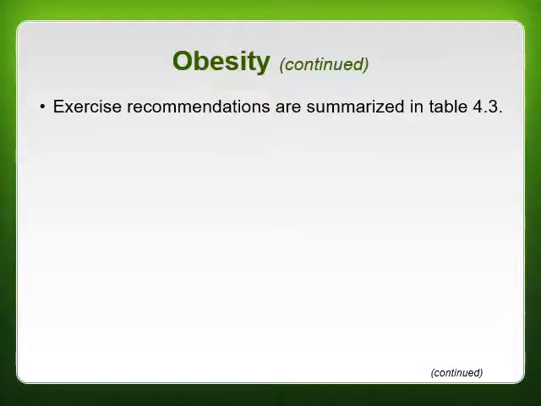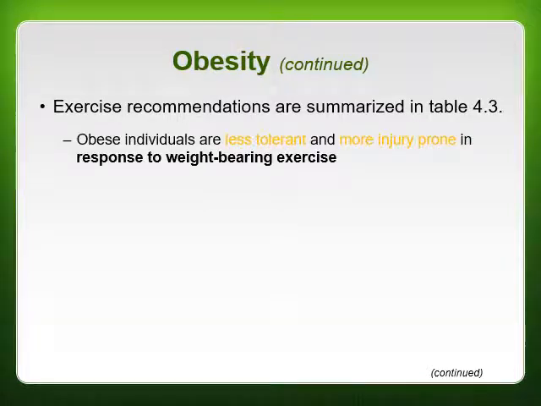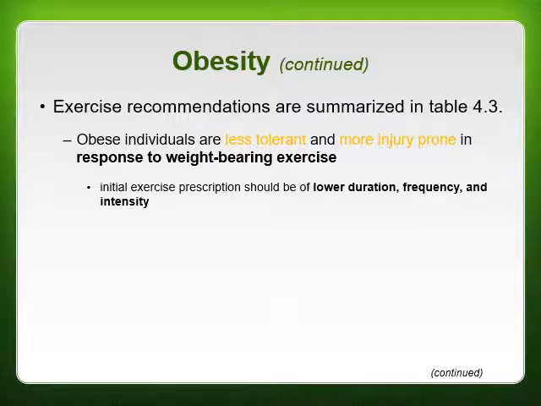So what do we do? If you have an obese client, there are some exercise recommendations. You can find them in table 4.3. We'll go over a couple here. Keep in mind a couple things about obesity. If you're working with an obese client, typically they are not as tolerant to exercise and they are more injury prone when it comes to weight-bearing exercise. So they can't do as much and they're more likely to get hurt than the average person. So you've got to keep that in mind. If you're going to do some weight-bearing exercise, just do it less than you would with an able-bodied individual. So lower duration, less often, less intense.